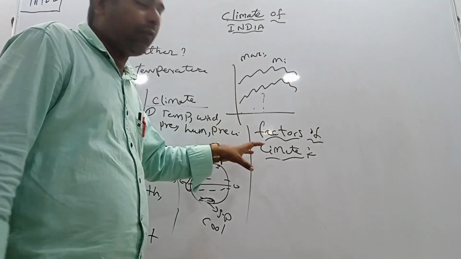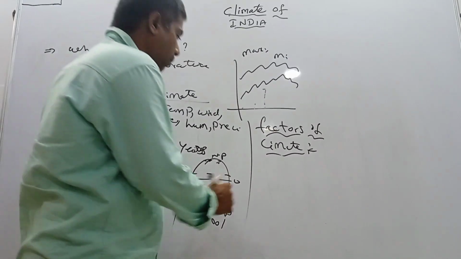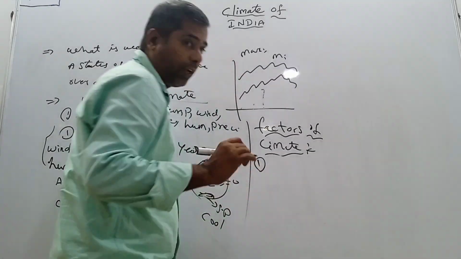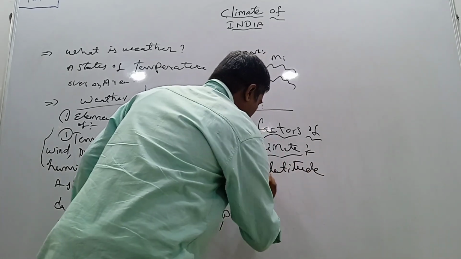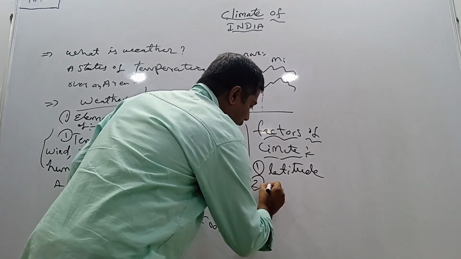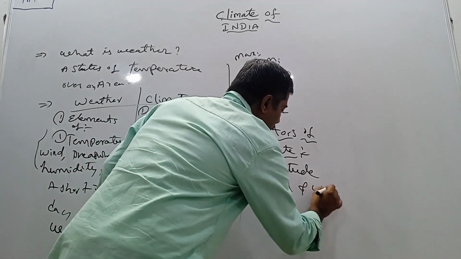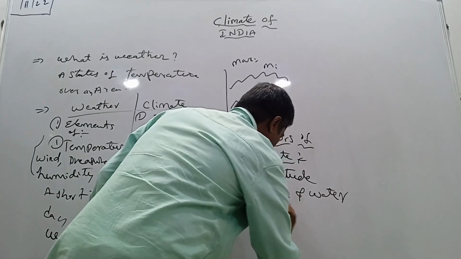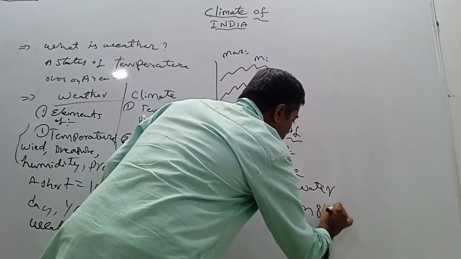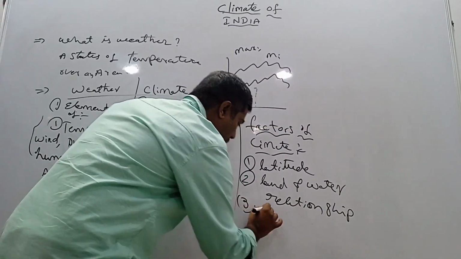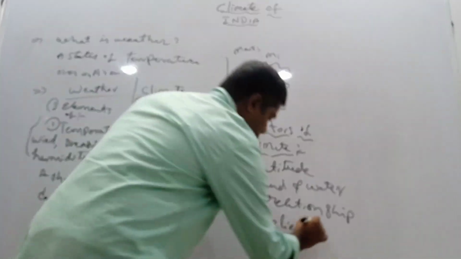Climate. So these are called the factors of climate. First one is latitude. Second one, land and water relationship. And third one, relief or altitude.